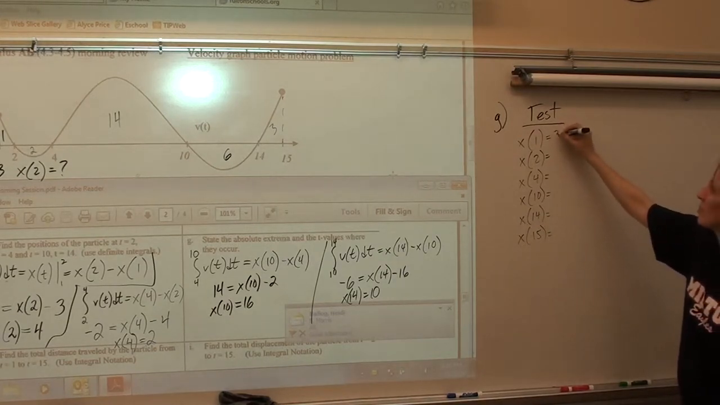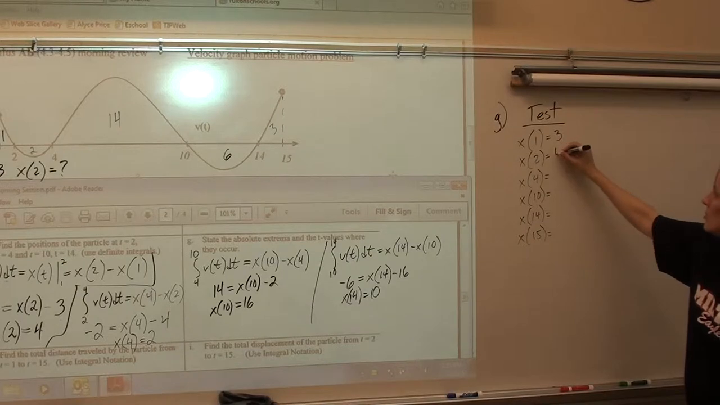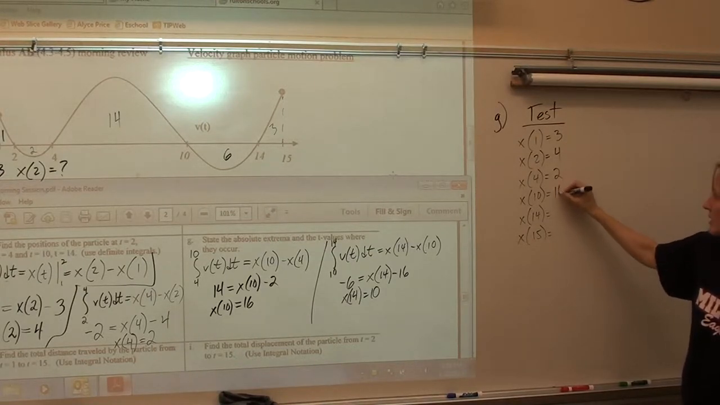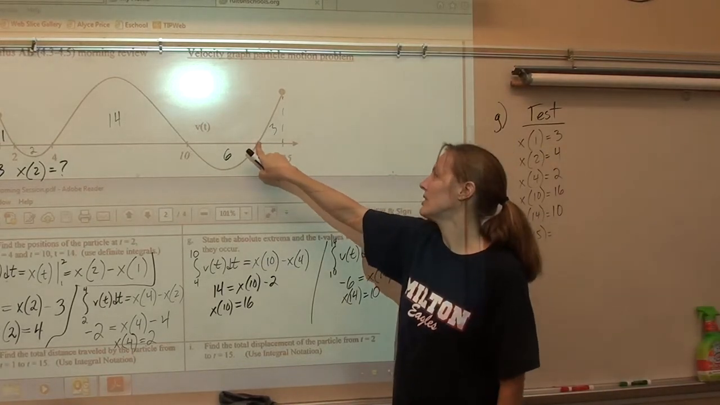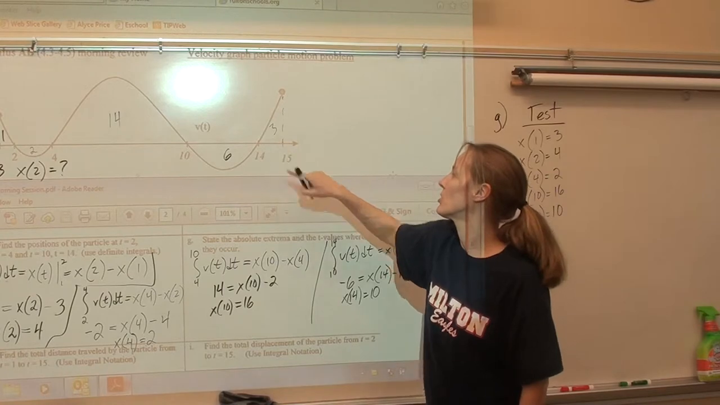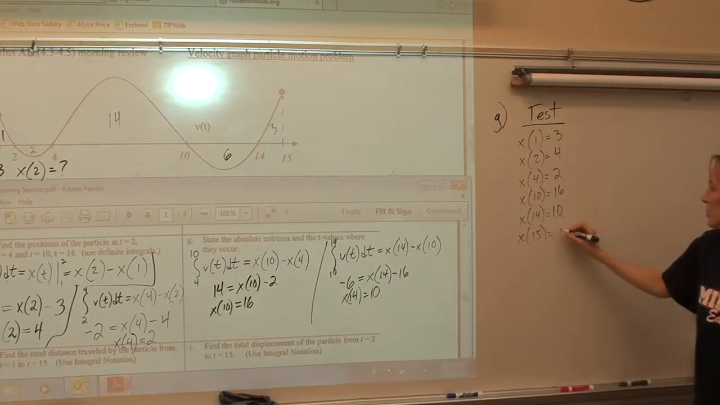X of 1 is 3, that's given. X of 2 was 4. X of 4 was 2. X of 10 was 16. X of 14 was 10. And if we're here and we're at 10, and we travel 3 more to the right, x of 15 will be 13.